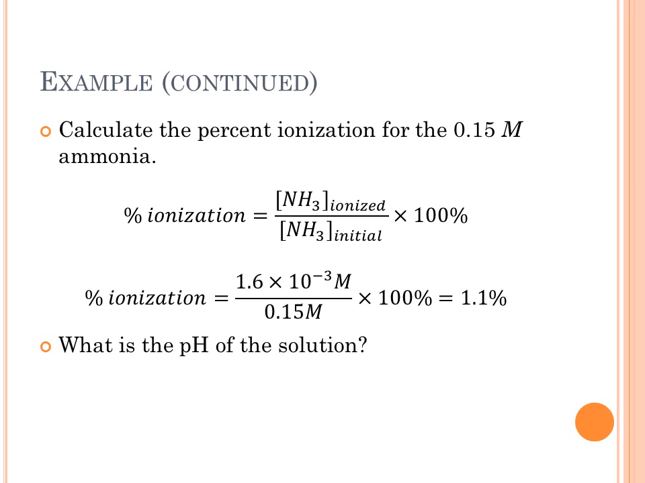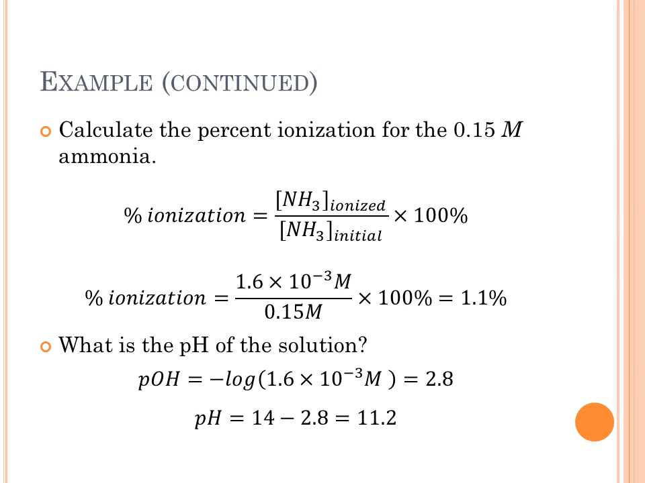Now since that 1.6 times 10 to the negative third molar represents hydroxide ion concentration here, we can calculate the pOH is equal to the negative log of 1.6 times 10 to the negative 3 molar, which is a pOH of 2.8. To calculate the pH, we subtract that from 14 and get a pH of 11.2 for that solution.